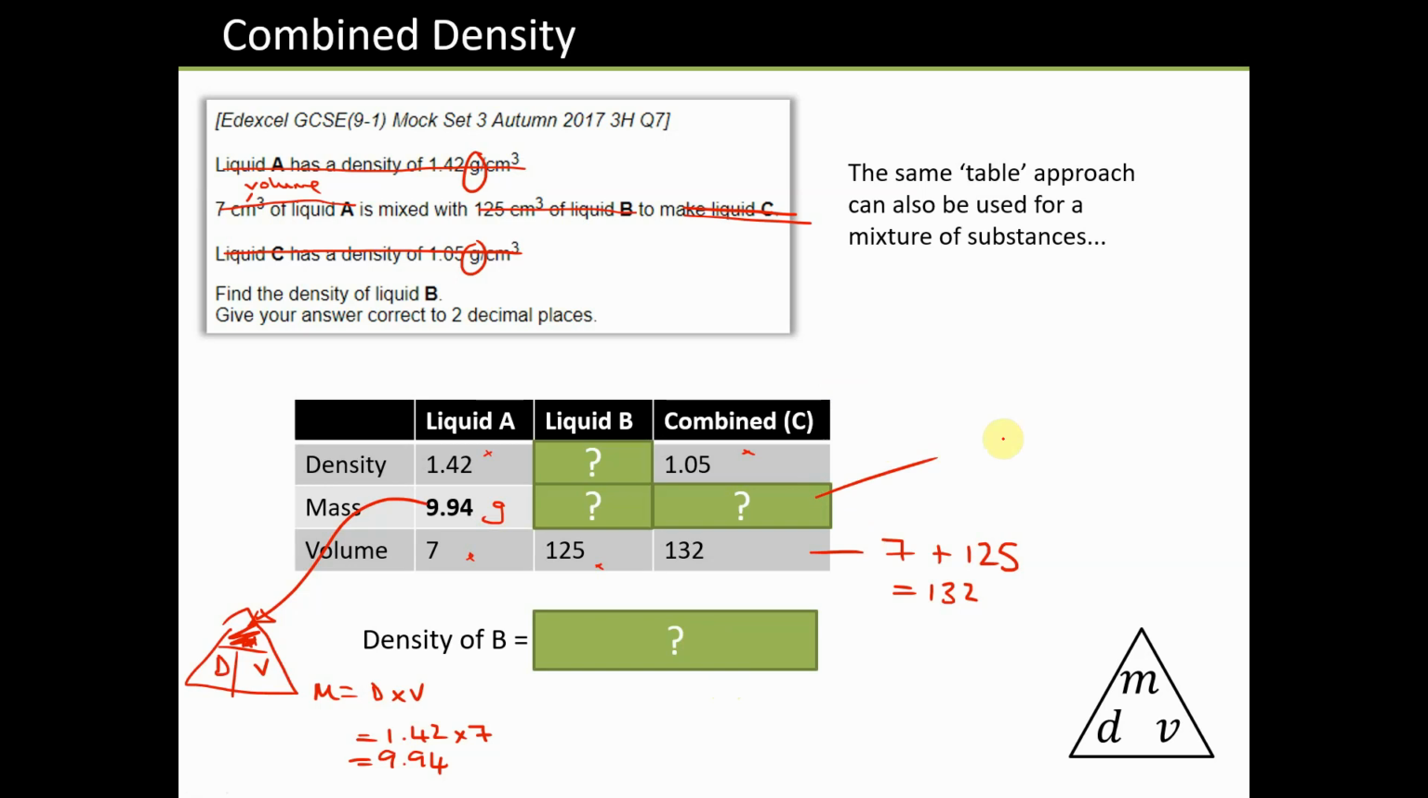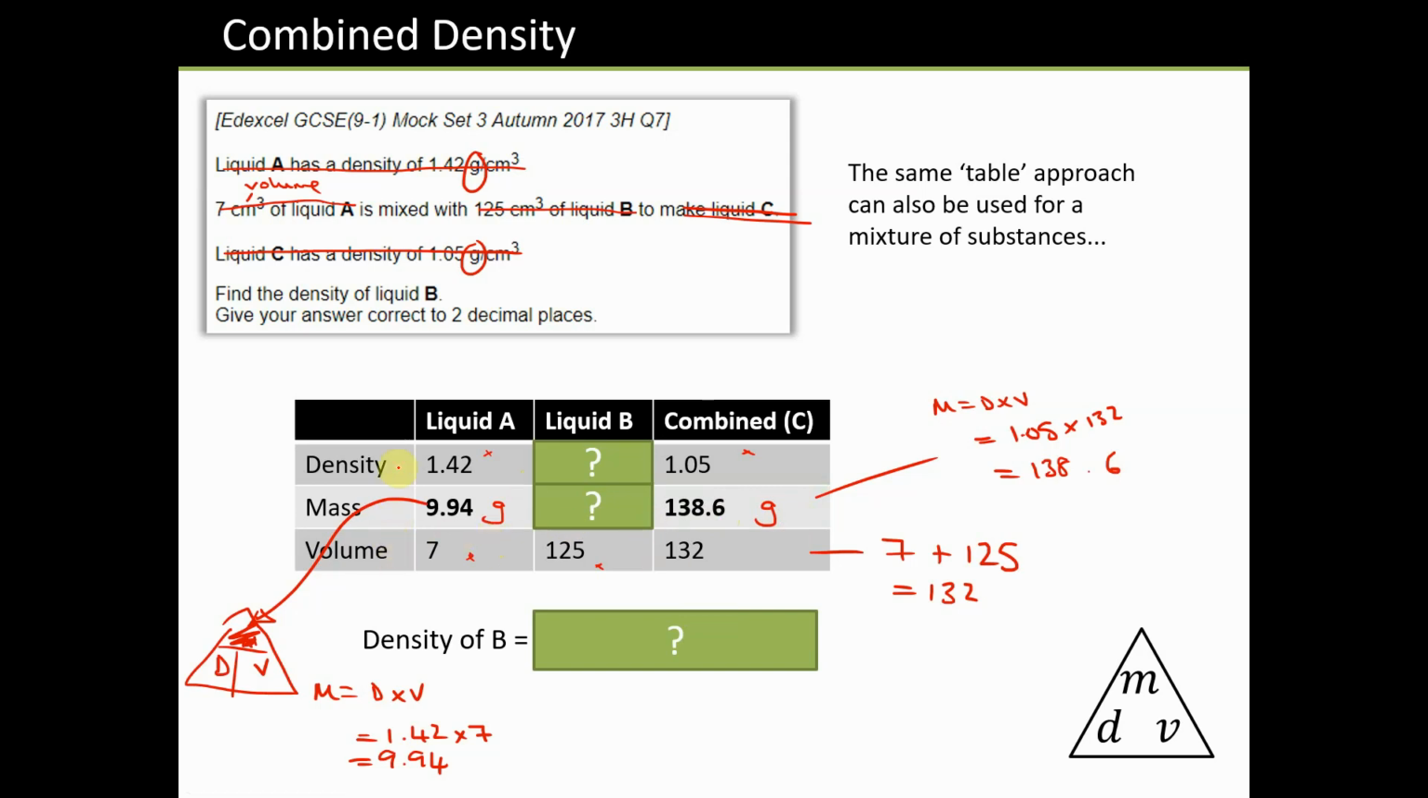Okay, and then through the same method we can find this. So mass equals density times volume, 1.05 times 132. And that gets me 138.6. So again, that's grams.